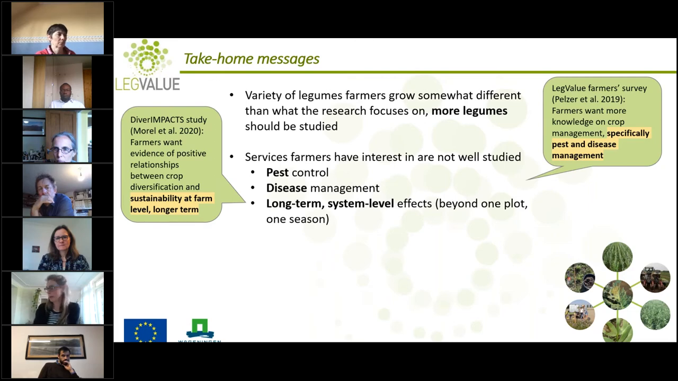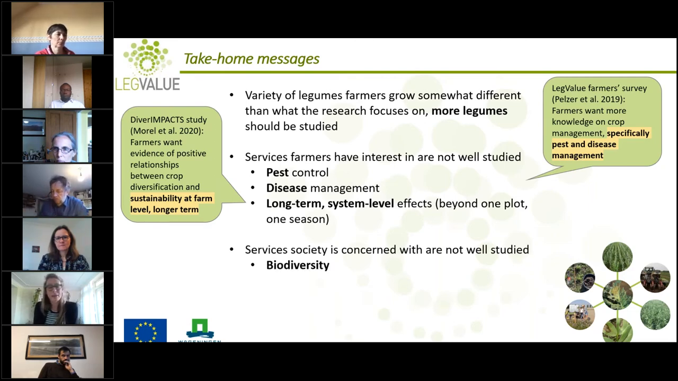So here again, we have this big gap or mismatch between what farmers say they need to know and what the research is providing. And finally, the least studied ecosystem service that we found, I think we found three papers that reported on biodiversity effects of legume inclusion. This is obviously a service that's becoming increasingly important to society and, yeah, just globally getting more attention. And here we have a great opportunity to look at the potential for legumes to help with this service, but it's not being researched. So this is another gap that I think we should look at.